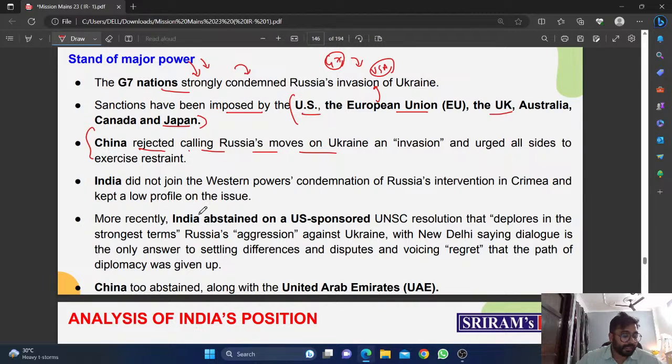Then very recently, guys, India has abstained from voting on a US-sponsored resolution in the Security Council to deplore the Russian invasion in Ukraine. However, India abstained from voting. India didn't participate in voting, and it was supported by China as well as the UAE.